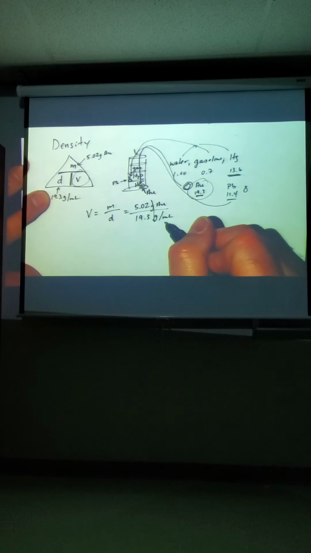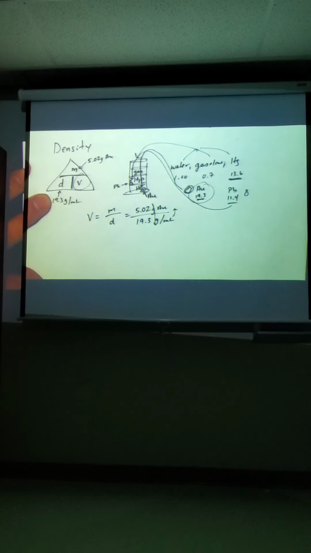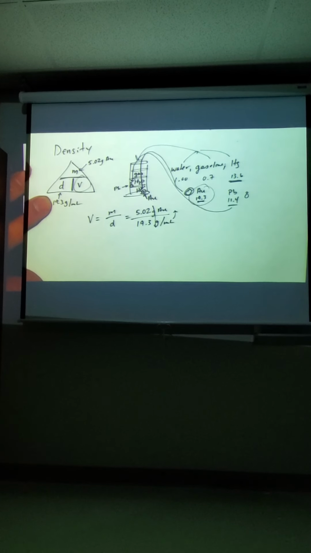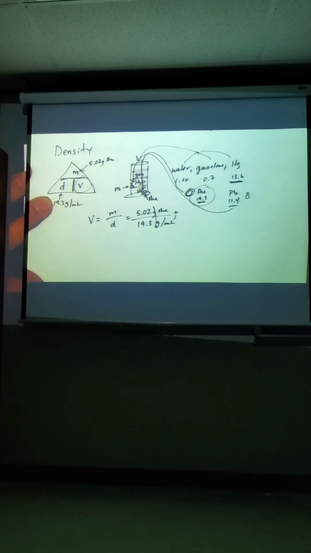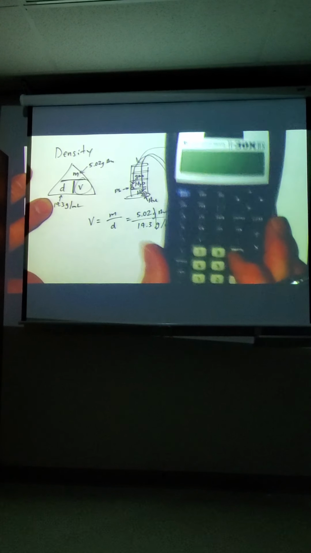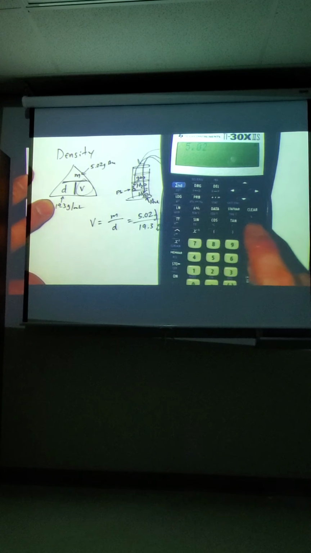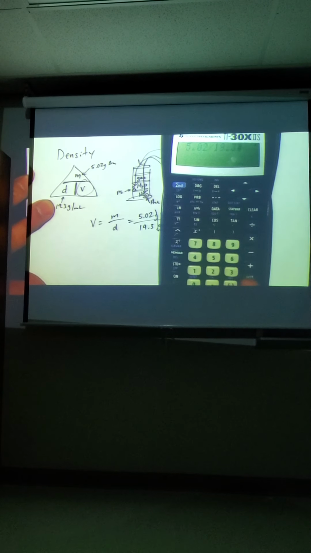So notice grams cancel, they're on top and bottom. If you're on the bottom of the bottom, you're really on the top in the sense of units. That'd be great if that's how it worked in real life, but it doesn't. So let's do this in our calculator. Let's see how messy it gets. So turn our calculator on. We have 5.02 divided by our density of 19.3.